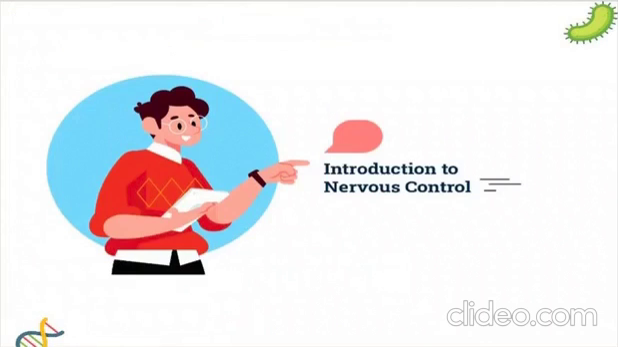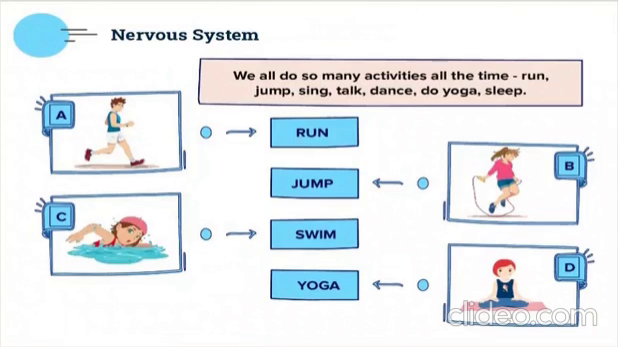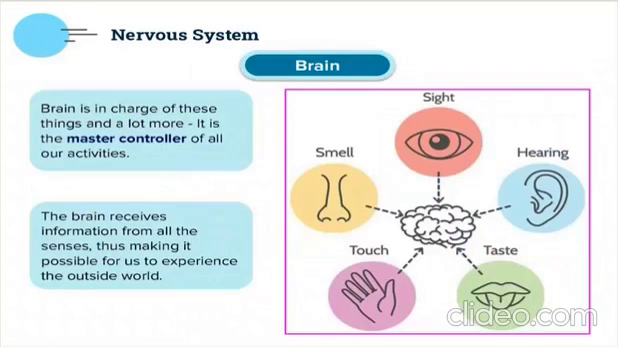Let's start with the nervous control. Let's start with a very basic thing. In each and every day of our life we do so many activities. Sometimes we are running from our home to school, we are jumping in activities, we are singing, we are talking, we are doing yoga, meditation, sleeping, writing, studying, so many things we do in our everyday life.